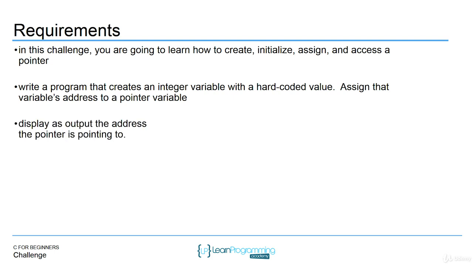Pretty straightforward. I want you to display as output the address of the pointer. The address of the pointer is just when you declare the pointer, it has an address in memory. You'll need to use the address of operator to display the address of the pointer itself. Then I want you to display the value of the pointer. The value of the pointer is going to be another address. It's going to be the address of your integer variable.